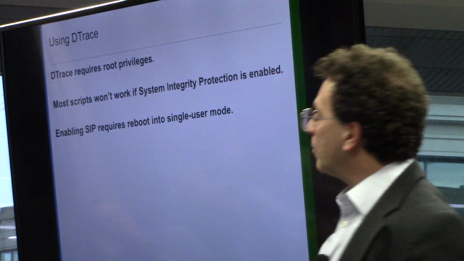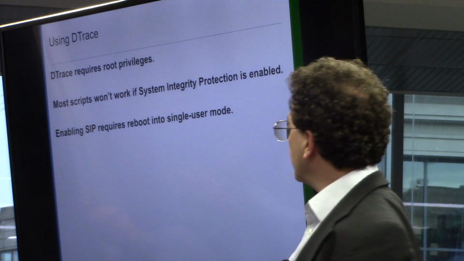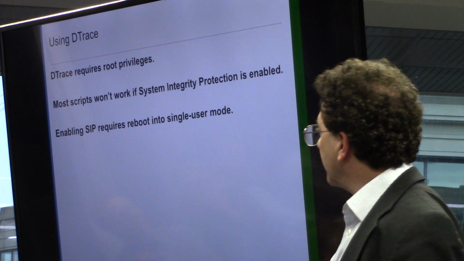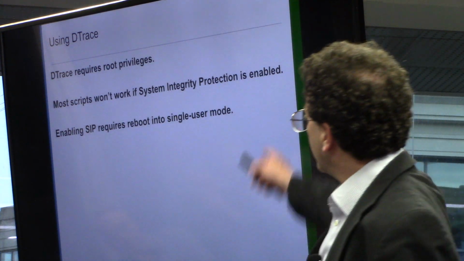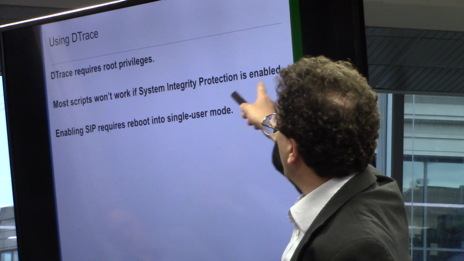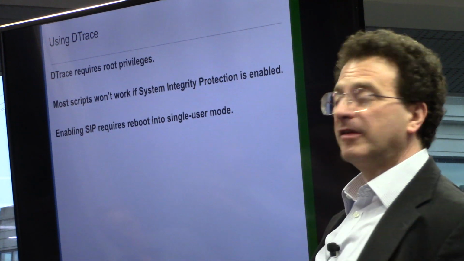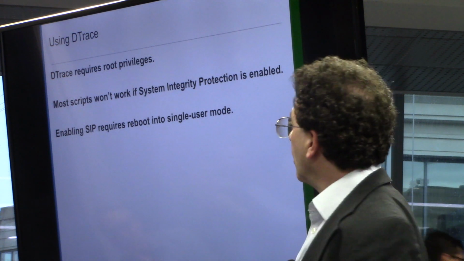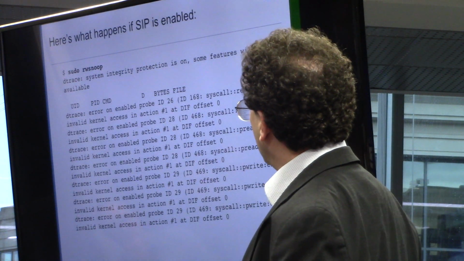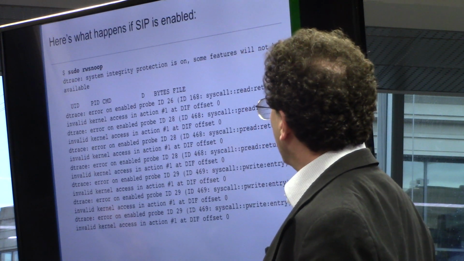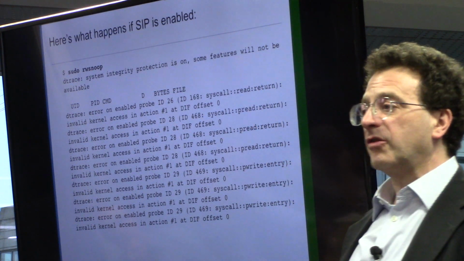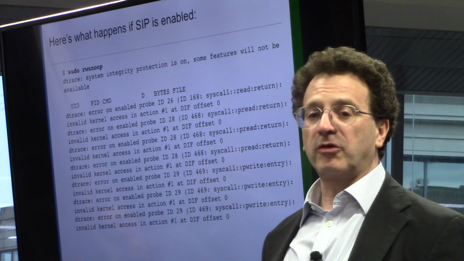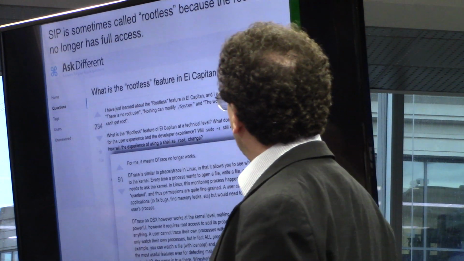So it requires root privileges, system administrator. But even then, many of the scripts won't work if SIP, system integrity protection, is enabled. You have to disable it, and you have to disable it by going into single user mode. System integrity protection is called rootless operation, and it basically doesn't allow the super user to do anything the super user wants. It's additional restrictions on the super user.